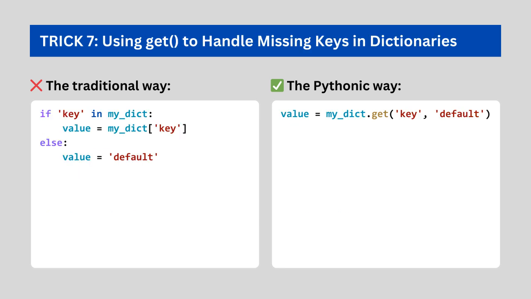Trick 7. Using get to handle missing keys in dictionaries. Accessing values in a dictionary without checking if the key exists can lead to frustrating key error messages. Instead of manually handling this with if statements, Python's get method allows you to safely retrieve values with a default fallback. This trick reduces unnecessary conditionals and makes your code more robust and error-resistant.